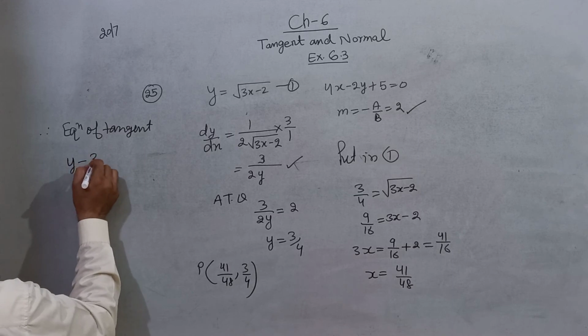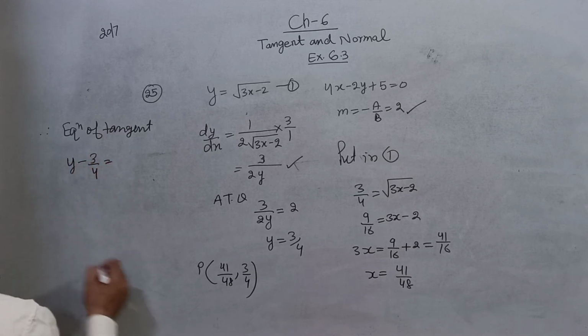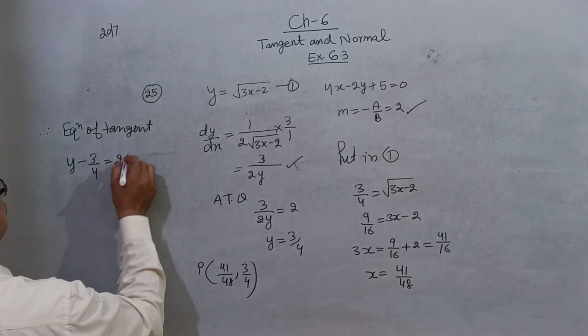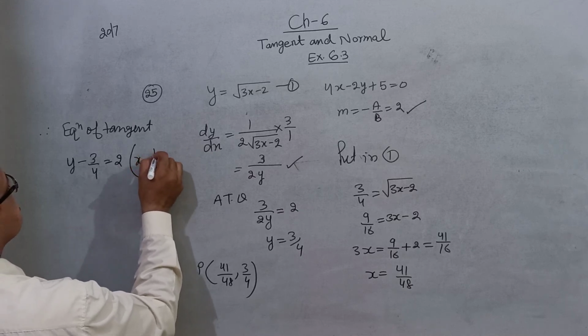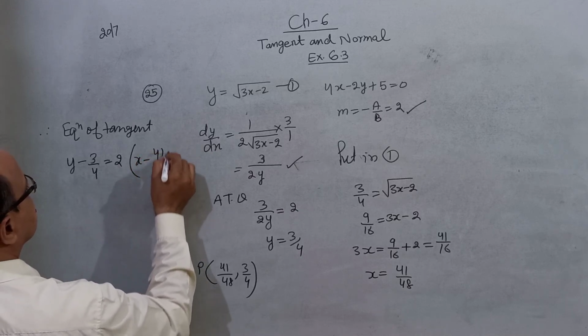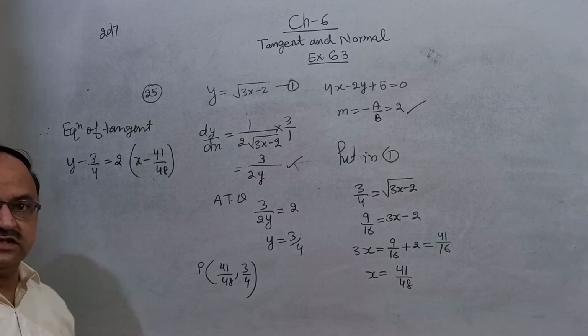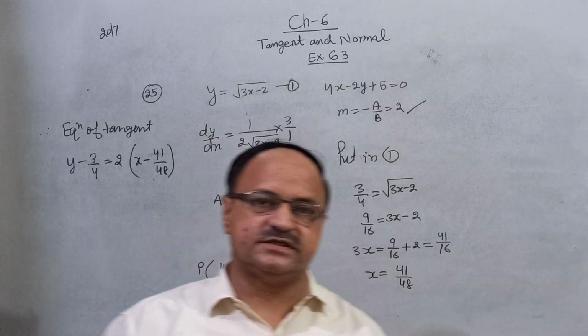Therefore, the equation of tangent is y minus y1 equals the slope, here 2, into x minus x1. This is the equation of tangent. Clear?